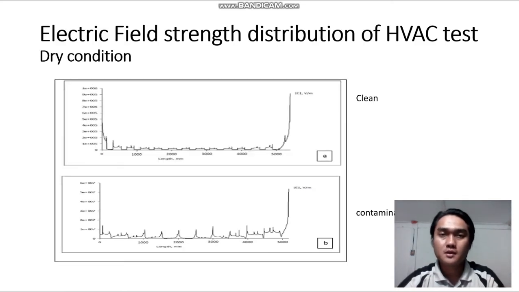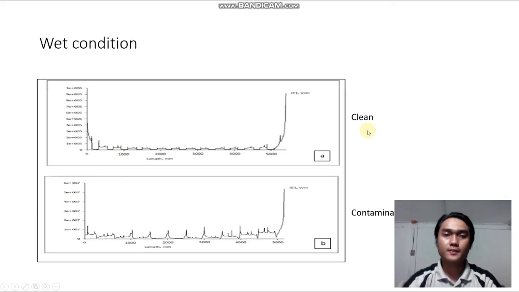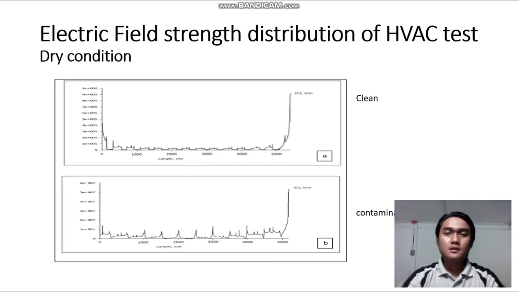Next, for the electric field strength distribution of the HVAC test, in this test, it also has several conditions that have been tested, namely dry and clean condition, dry and contaminated condition, wet and clean condition, wet and contaminated condition. These tests are conducted separately, namely the dry condition test and the wet condition test.